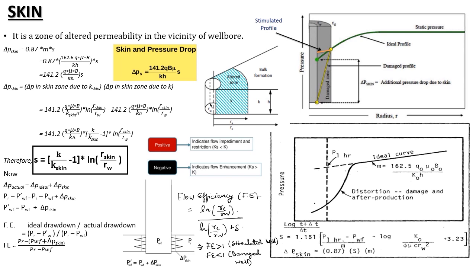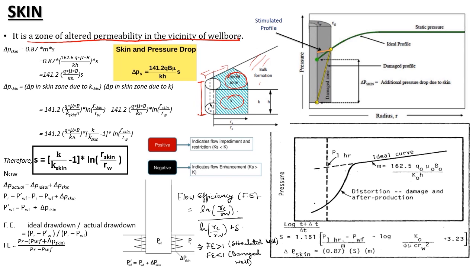Coming to skin, this is a zone of altered permeability in the vicinity of the wellbore. Let this be my wellbore. In the vicinity of the wellbore, you can see some altered zone where my permeability will be different as compared to that of the permeability in the bulk formation. So this particular region is my region of skin.